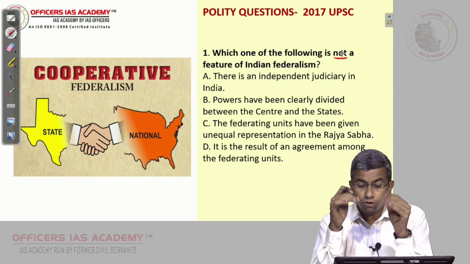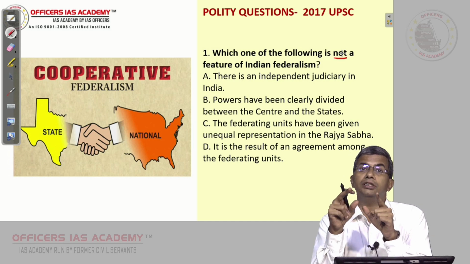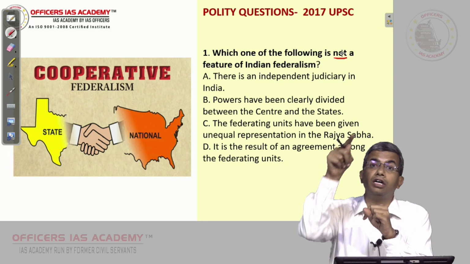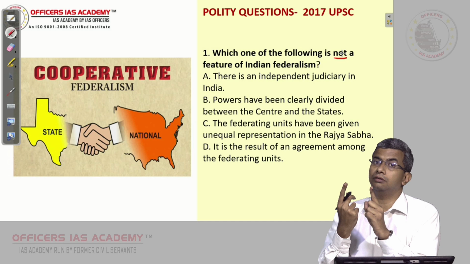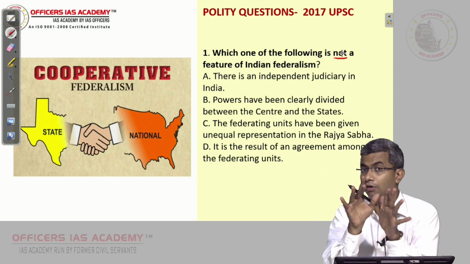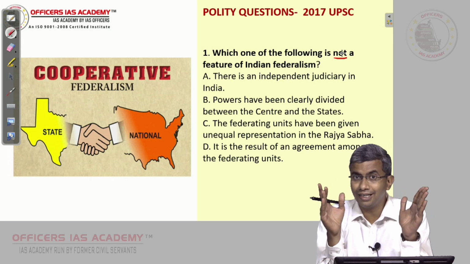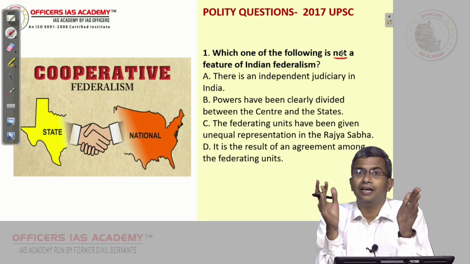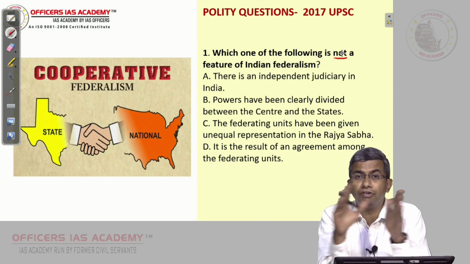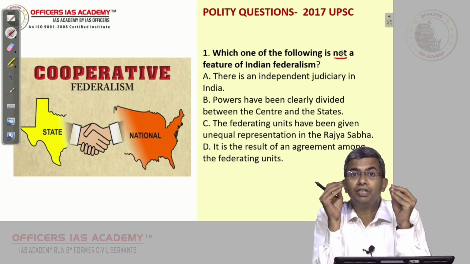Now many people confuse this word federalism and think this question is about which of the following is not a federal feature, which of the following is therefore a unitary feature. No, it is not talking about federal or unitary features. India is a federation, right, with of course unitary features, fine. The question is which of the following is not a feature at all of Indian federalism, which means which of the following is not a feature of the Indian Constitution.